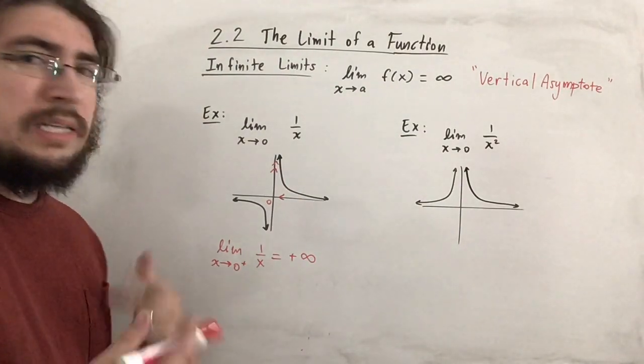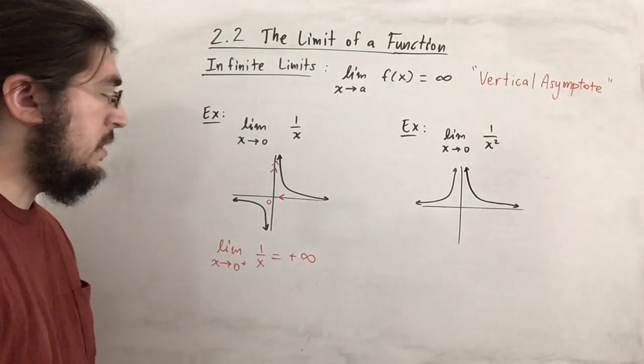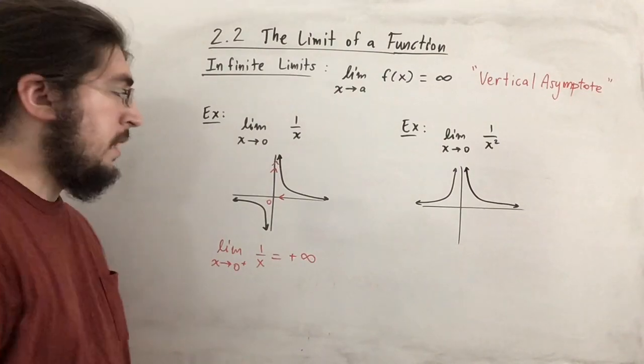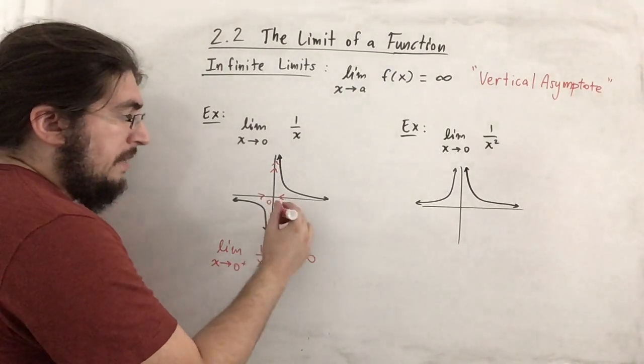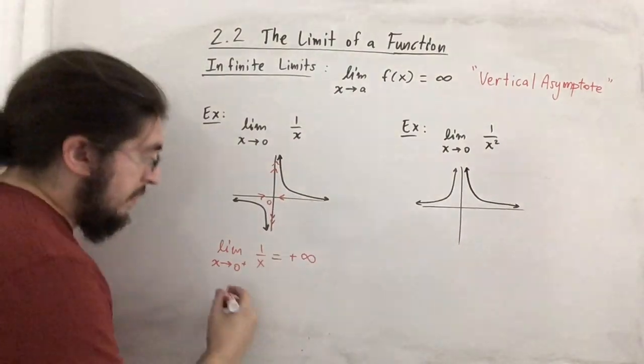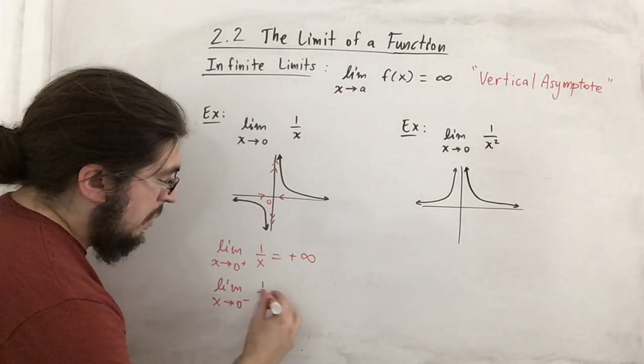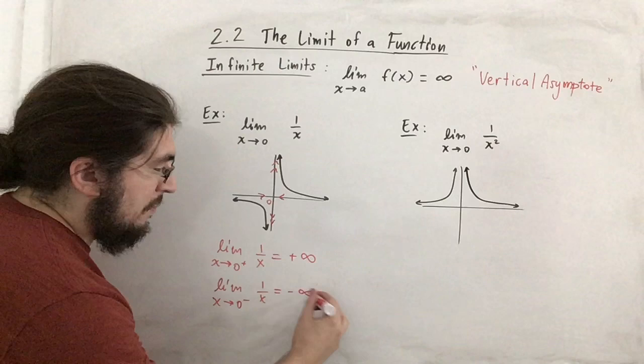And that's honestly the best way of figuring these things out, just experimenting with the calculator and seeing how numbers behave. And now notice approaching from the left, the opposite happens, we approach negative infinity. So let me write here that the limit as x goes to 0 from the left of 1 over x is actually negative infinity.